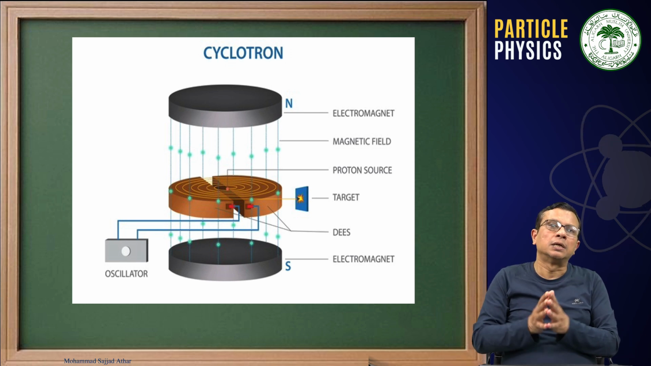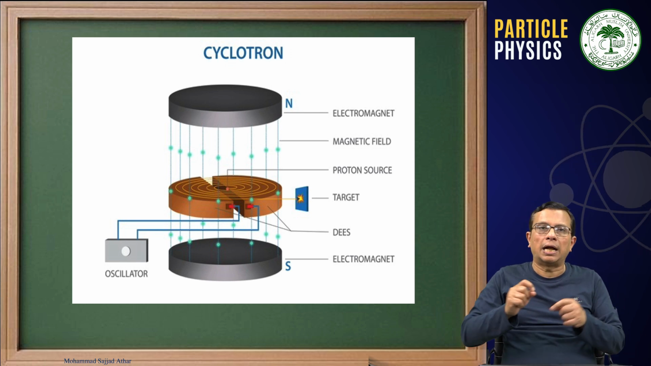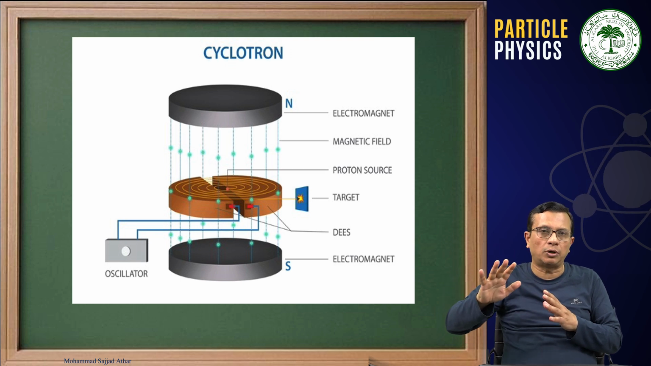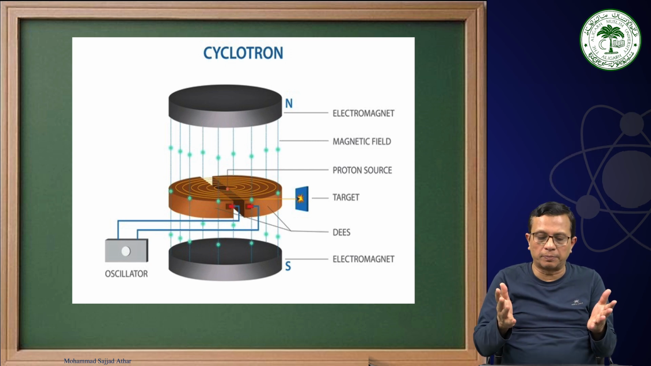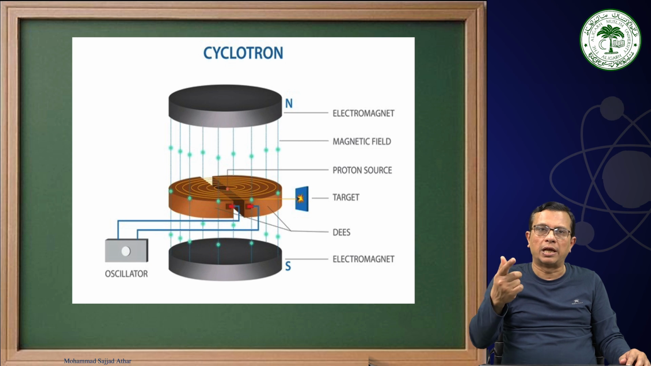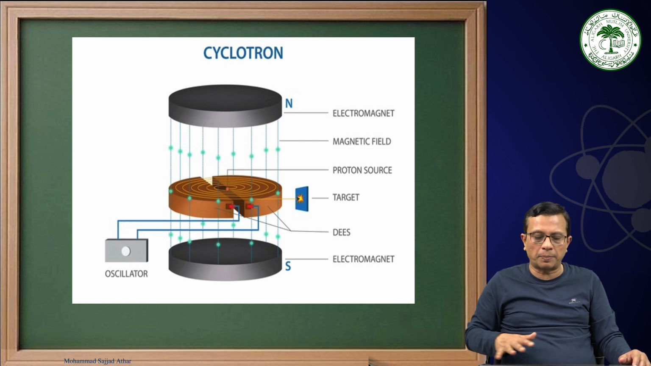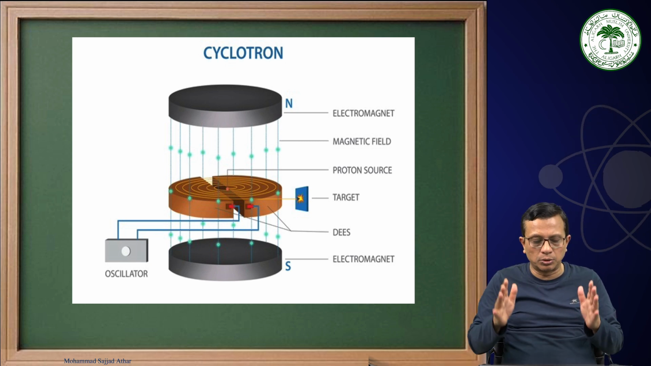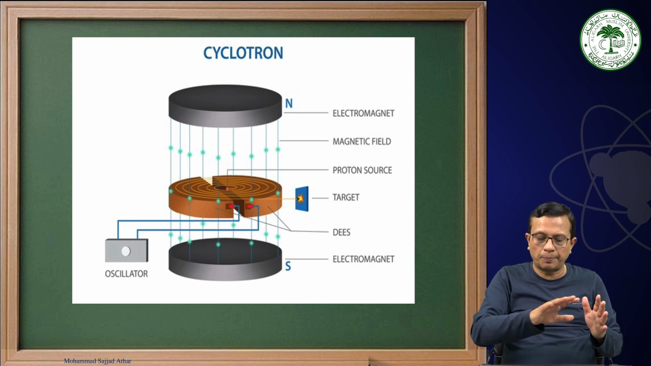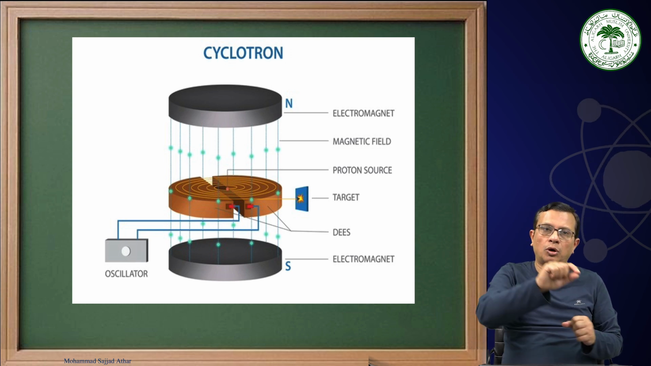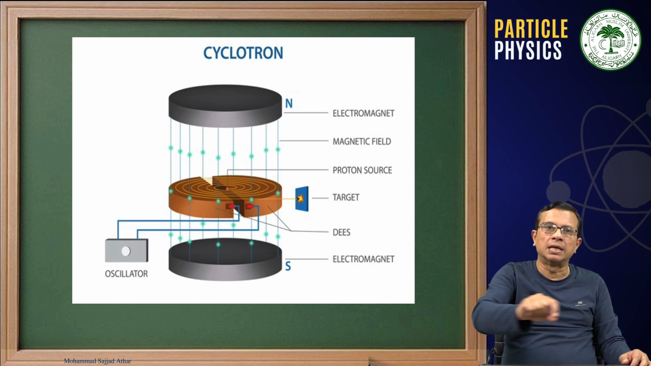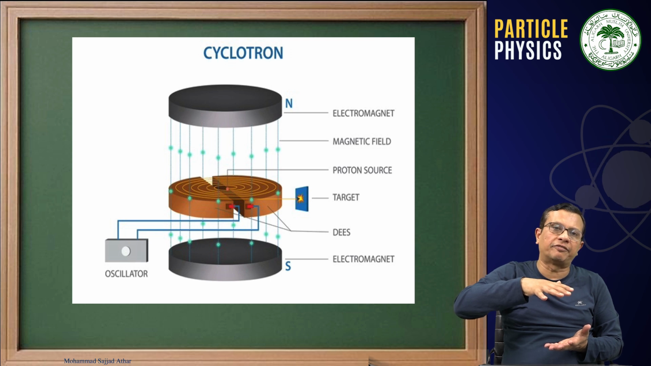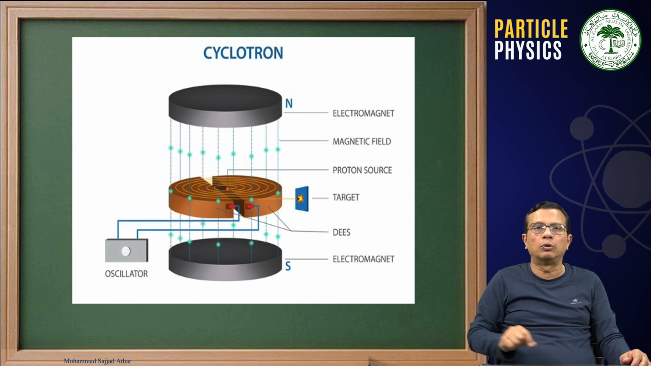Now, generally what happens, one takes, for example, a hydrogen atom, and then first one knocks out the electron such that your hydrogen atom becomes ionized, and an ionized hydrogen atom is nothing but a proton. Therefore, this is how you have a proton source, and then you are placing it between the two Ds, and through the alternating frequencies you are forcing the proton to move along the two Ds, and applying the perpendicular magnetic field, you are forcing the proton to follow a circular path.